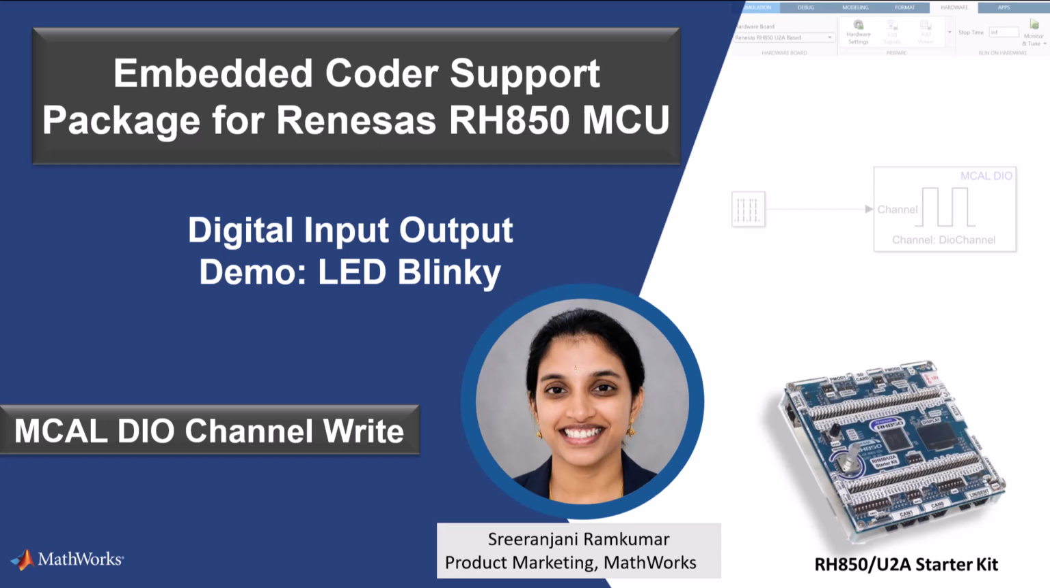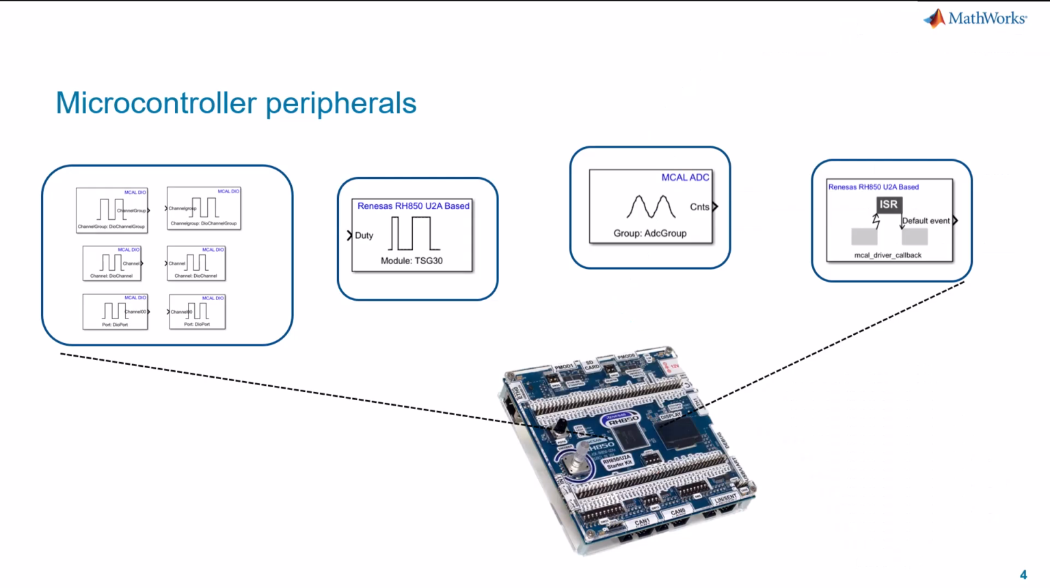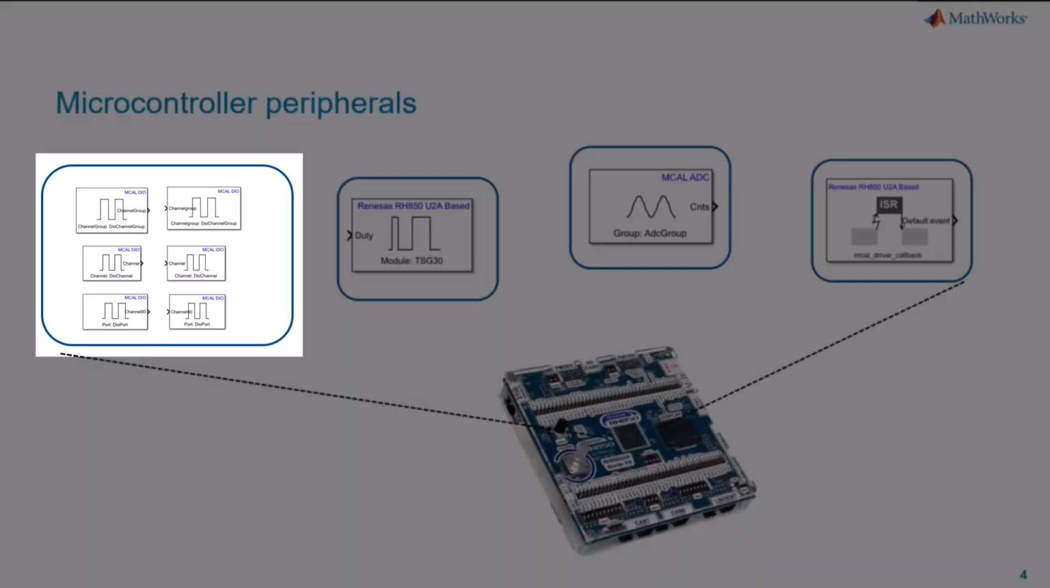Welcome to this video on getting started with digital input-output for the Renesas RH850 Microcontroller using Simulink and Embedded Coder Support Package for RH850 Microcontroller. Microcontrollers include several on-chip peripherals such as DIO, ADC, PWM, timers, and communication interfaces. In this video, let's explore the digital input-output or DIO in short.